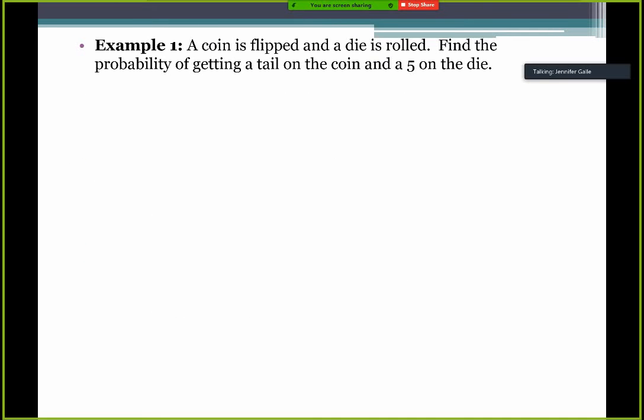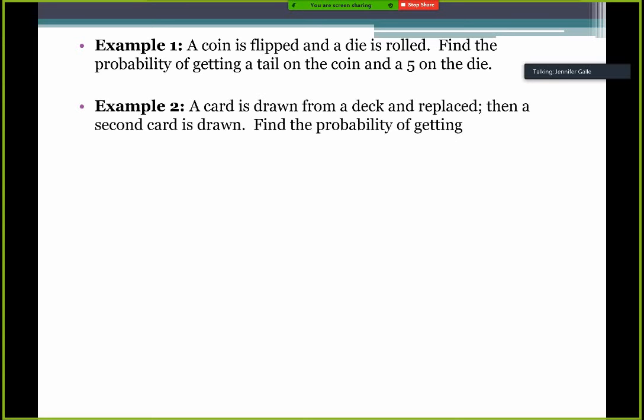All right, so let's dig in and see what this would look like for us. Example 1, we're going to flip a coin and roll a die. Find the probability we get a tail on the coin and a 5 on the die. I'm just clicking to the second one so I can see how much space I have there to write. So what we want is the probability of a tail and a 5.